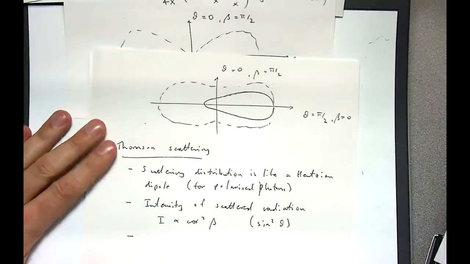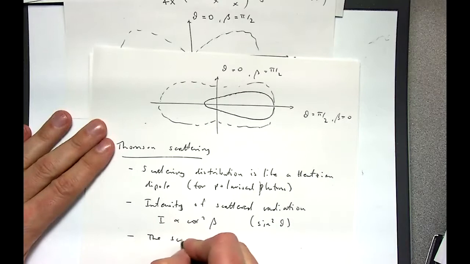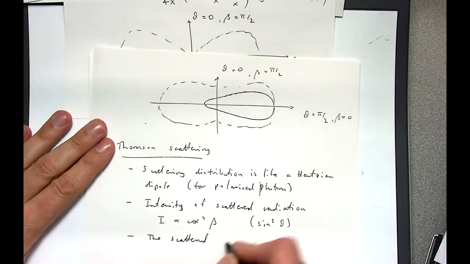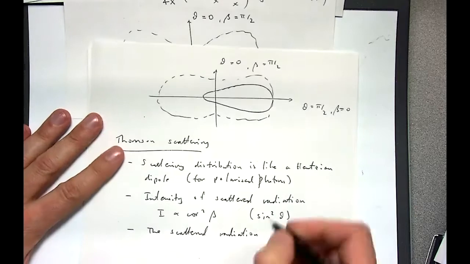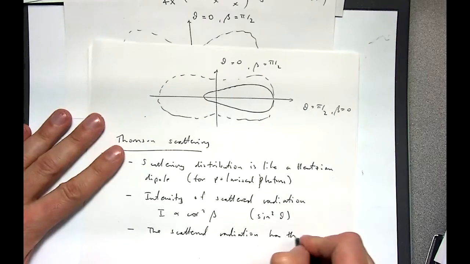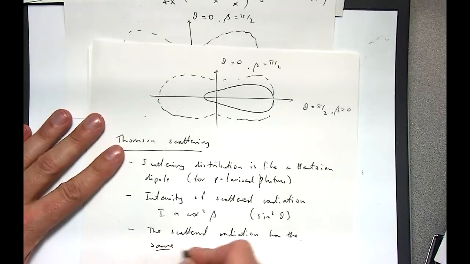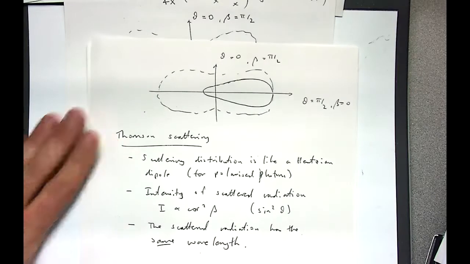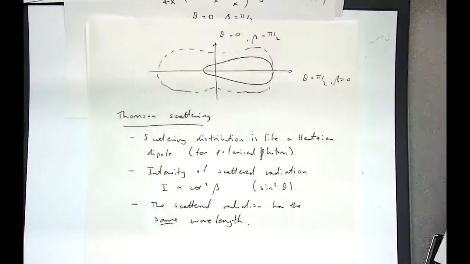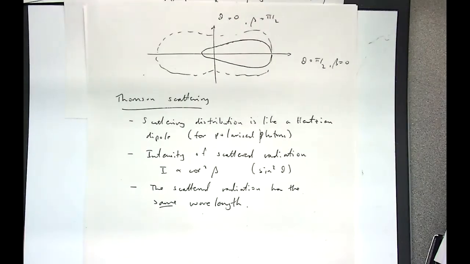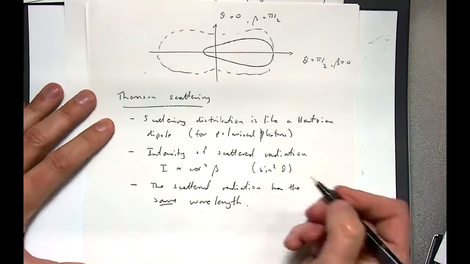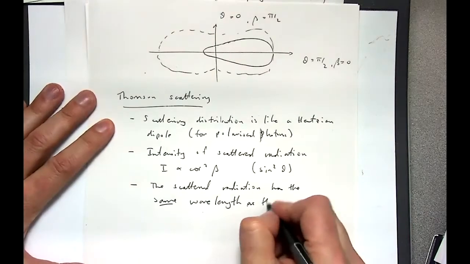And the very crucial thing is the scattered radiation, because the electrons are moving along with that electric field in the incident wave, the scattered radiation has the same wavelength. Very, very easy to miss. When we go into section 6, that's going to be quite important, because we're going to start talking about relativistically moving electrons rather than classically moving ones. So the scattered radiation is the same wavelength as the incident radiation.